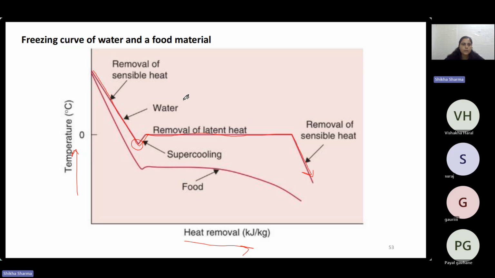This is for water, but in food product it is a little bit different than pure water, because food has many components like proteins, carbohydrates, fats. So the food curve follows the same trend but a little bit lower.